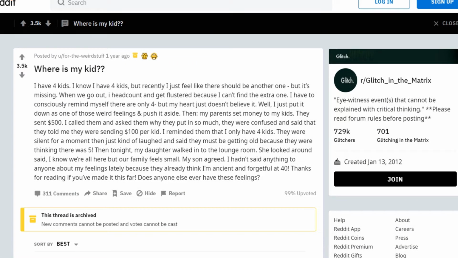Another user wrote, "I have 4 kids. I know I have 4 kids. But recently I just feel like there should be another one, but it's missing. When we go out, I head count and get flustered because I can't find the extra one. I have to consciously remind myself there are only 4, but my heart just doesn't believe it. Well, I just put it down as one of those weird feelings and push it aside. Then, my parents sent money to my kids. They sent $500.